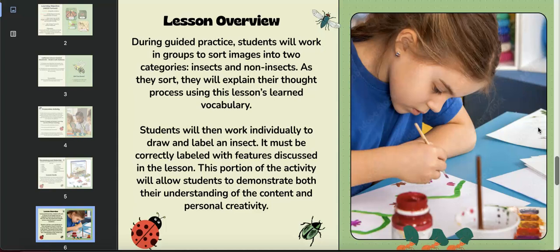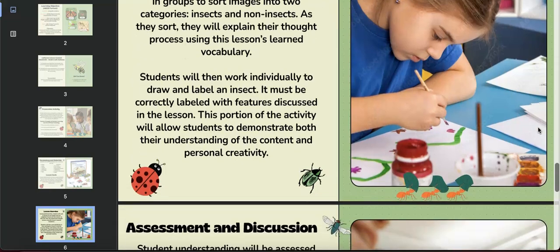So then students will work individually and draw and label an insect that was the most interesting to them. This is a great way to also observe students and what sticks out to them the most for future activities. But this portion of the activity will allow students to demonstrate both their understanding of the content and their own personal creativity.